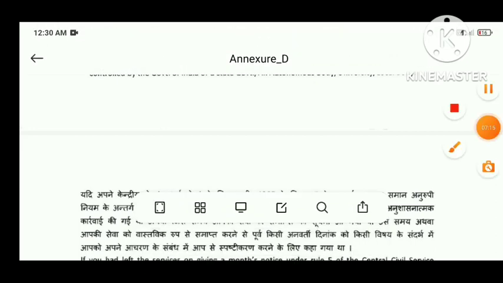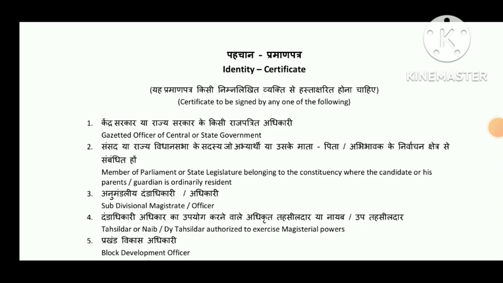So in the previous part we have seen the attestation form. Now it's the identity certificate. Both this form and the certificate have to be signed by the gazetted officer compulsorily. Then and only then will these two, the form and the certificate, be valid.